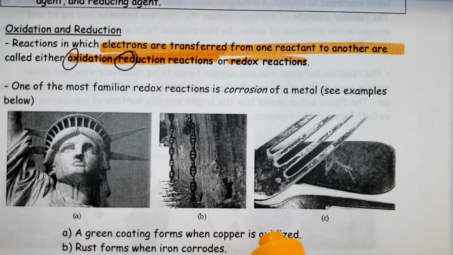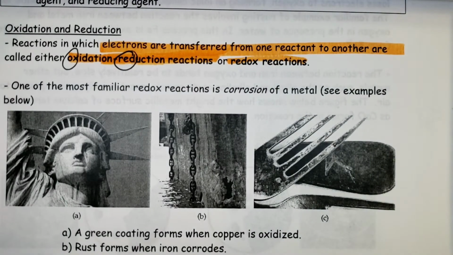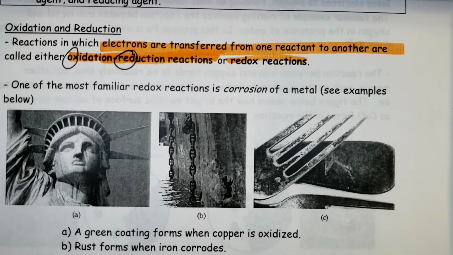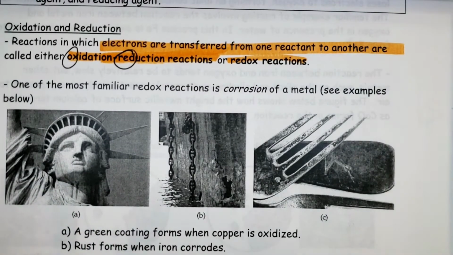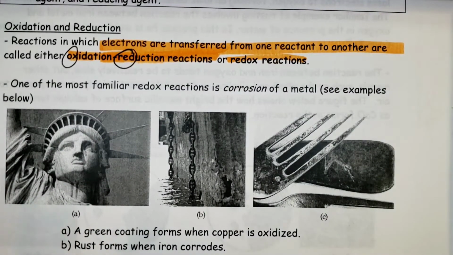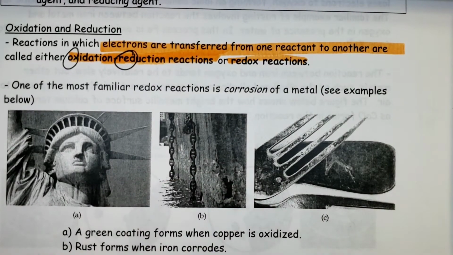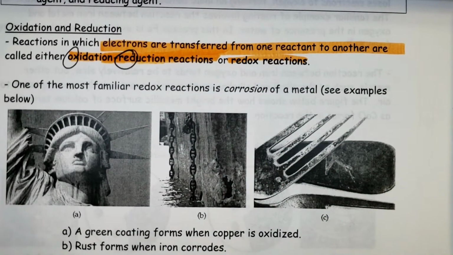A green coating forms when copper is oxidized. Also the Saskatchewan legislature, same thing. It was that green color too, before we put the copper plates on. Rust forms when iron corrodes. A black tarnish forms as silver corrodes.